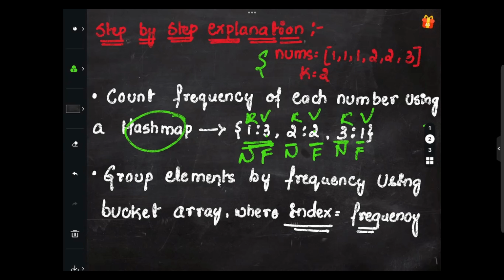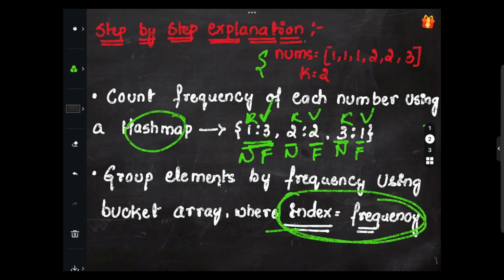Number, frequency, number, frequency, number, frequency, key value, right? So this is fine. And the next step is we need to group the elements by the frequency using the bucket array. So this part is very important. We are grouping the elements by frequency using the bucket array where index equals frequency.